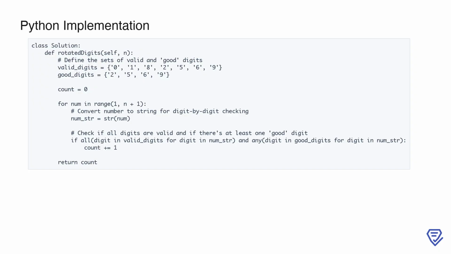A count variable is initialized to 0 to keep track of how many good numbers are found. The function iterates through all numbers from 1 to n, inclusive. For each number, it converts the number to a string so that the digits can be checked individually. The all function checks if every digit in the number is in the valid_digits set. Simultaneously, the any function ensures that at least one digit in the number is in the good_digits set. These checks ensure that the number is both valid and good. If both conditions are met, the count is incremented. After completing the loop, the function returns the total count of good numbers.